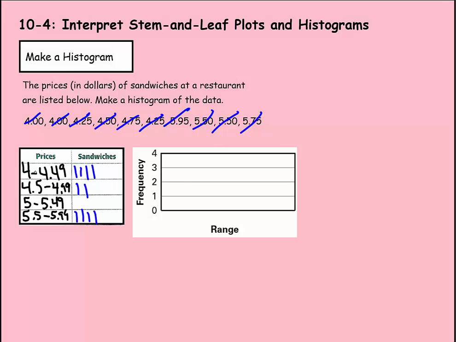So our first bar graph is going to be 4 to 4.49. So that happens 4 times. That means this bar graph needs to go all the way to the top at 4. And that's where we'll leave that. Our next interval is 4.5 to 4.99. As we make our graph for that, that goes all the way up to 2.